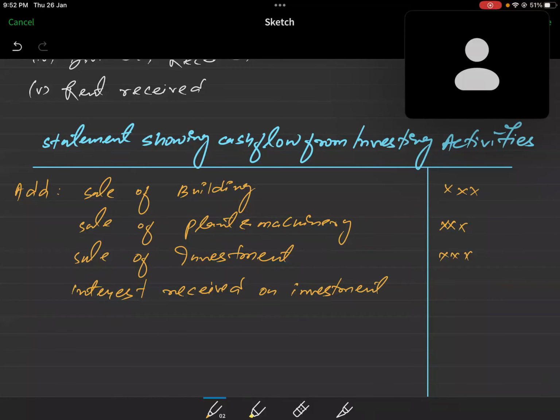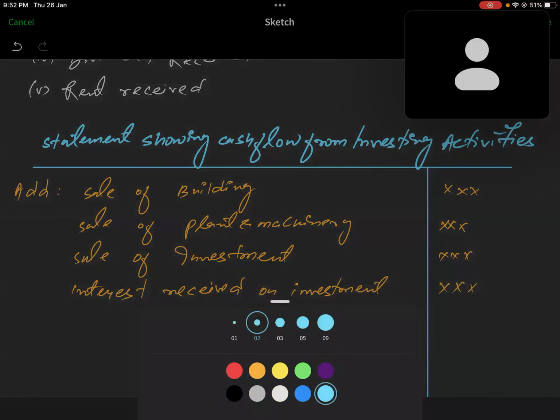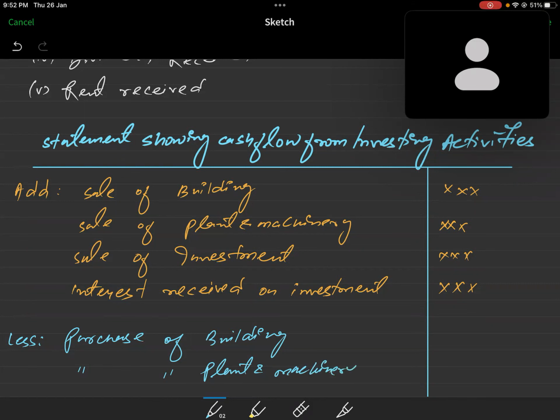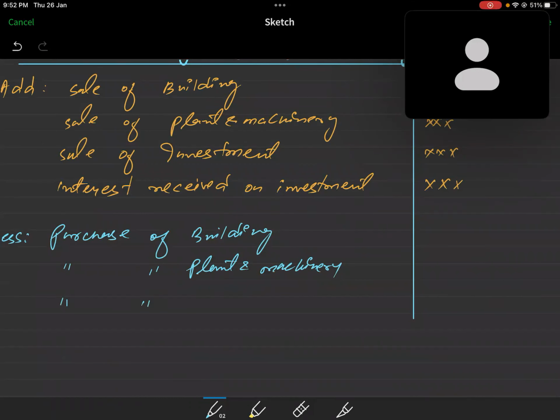All right, then dividend received on investment will also be recorded here. Apart from this, we need to subtract certain items which cause outflow of cash by way of investing activity, like the purchase of any building or purchase of any fixed asset. If we purchased the plant and machinery, or purchased investment, these items will be recorded as a negative item showing the outflow of cash.